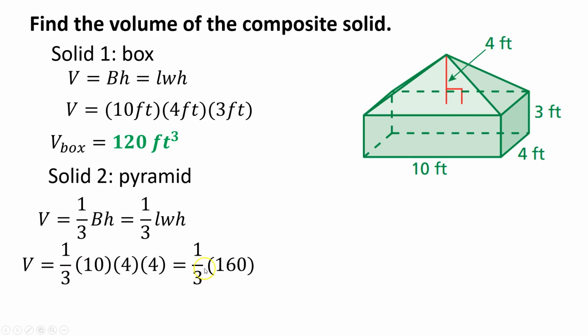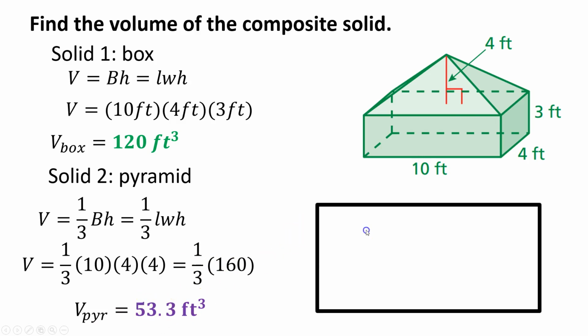So we get 160, but we have to take 1/3 of that. So you're just taking 160 divided by 3. It's the same thing as multiplying by 1/3. And we get 53.3 feet cubed. I'm rounding there as well. Okay, so find the total. All we're doing is adding the box plus the pyramid.